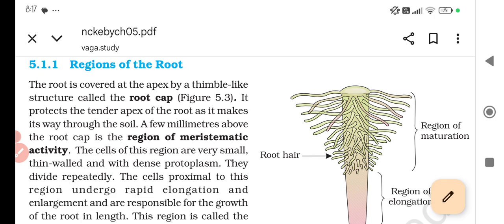In the previous video we discussed the different root systems. We have seen the taproot system, the fibrous root system and the adventitious root system. In this video, we will learn about the different regions of the root.